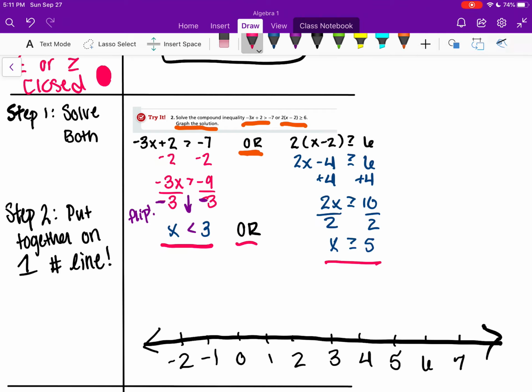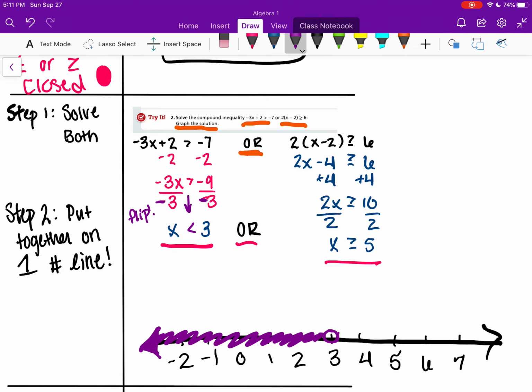We want to graph x is less than 3. So since it's just less than, I'm going to do an open circle at 3. Open circle. And I want to shade the numbers that are less than 3. And that would be to the left. So I shade to the left. And I draw a nice little arrow because I want to say that that keeps going. Now let's do the next one.